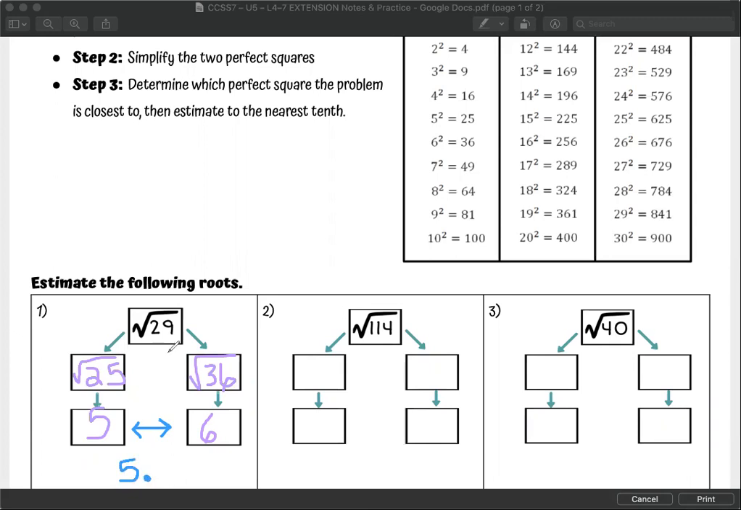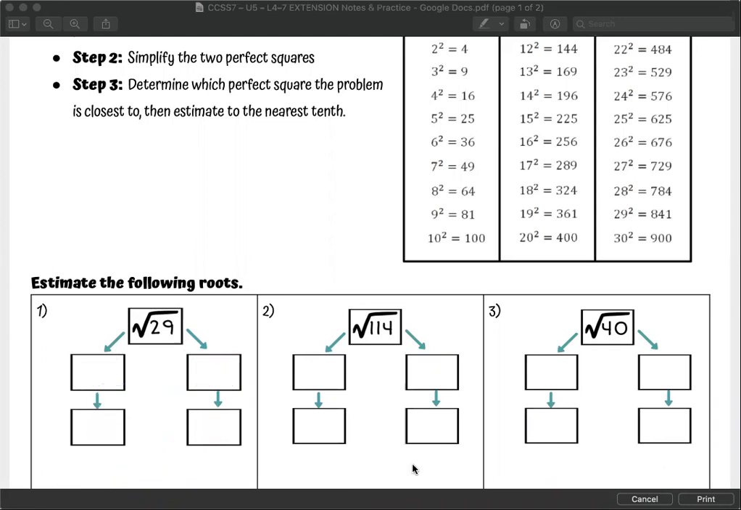And then for my decimal value, I'm going to look at 29. 29 is less than halfway between 25 and 36 because the halfway point of 25 and 36 would be at 30.5. So I know that it's less than 5.5, but it's pretty close to it. So my guess would be 5.4. And I put a little squiggly equal sign to show that it's not exactly 5.4. It's about, we're making a guess.